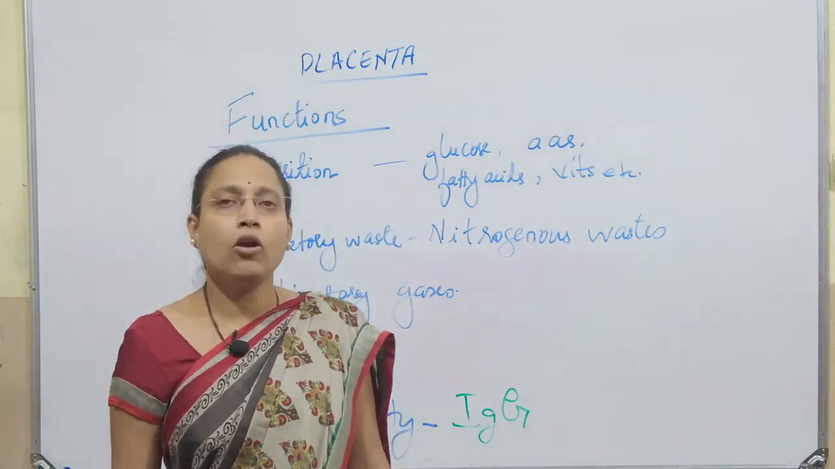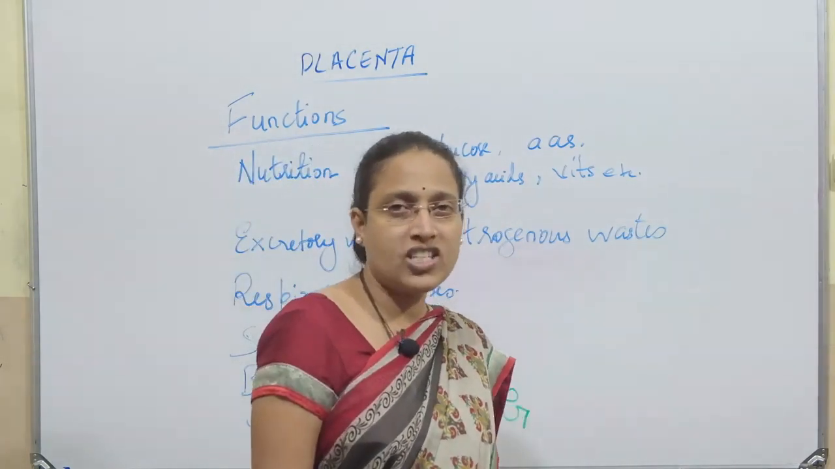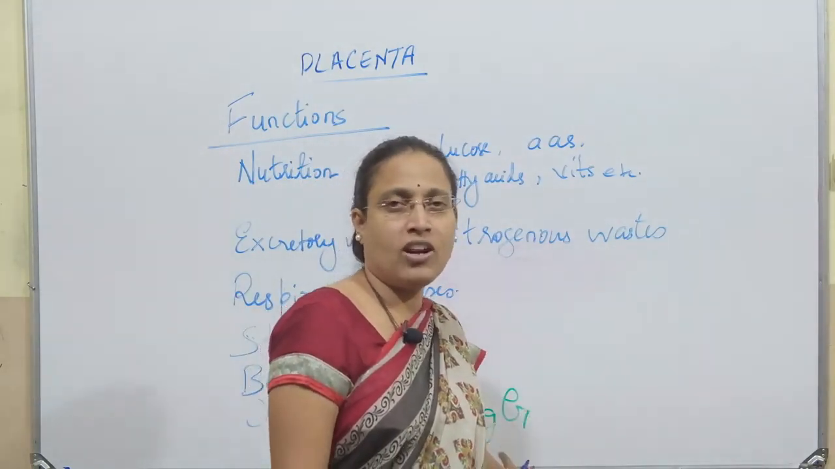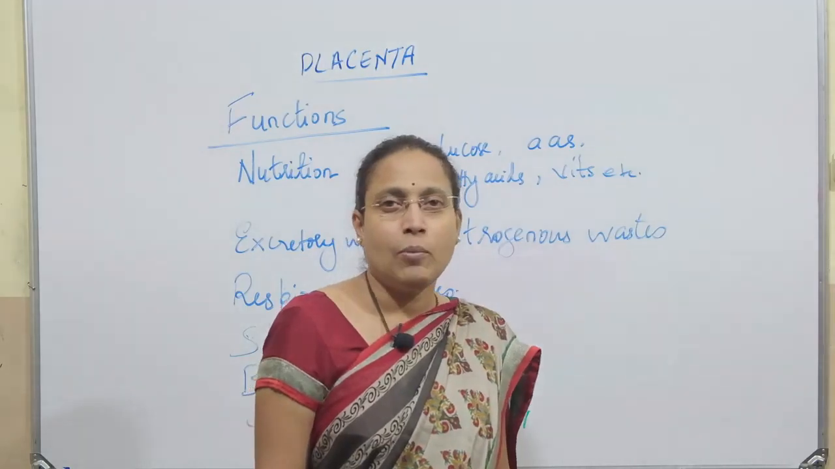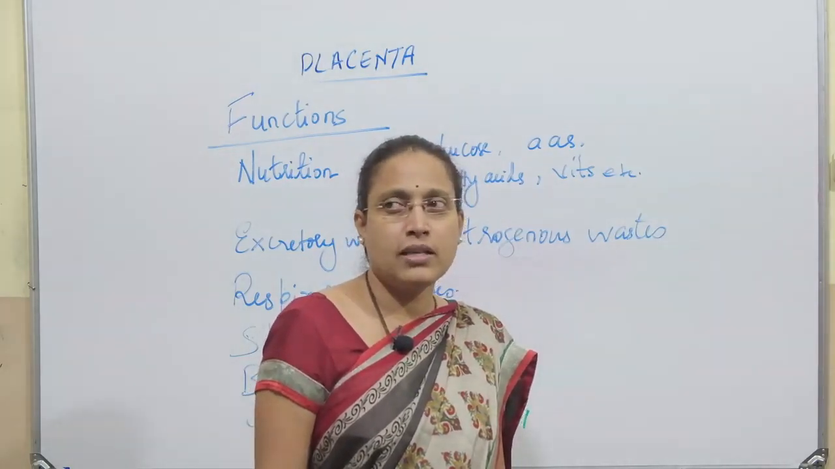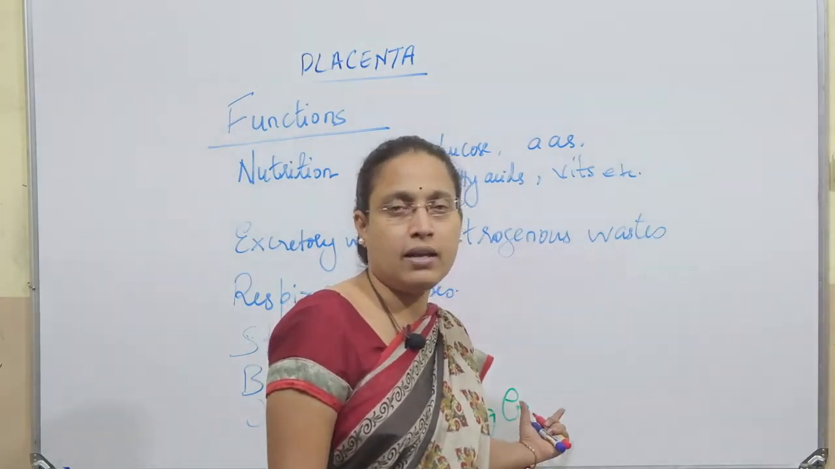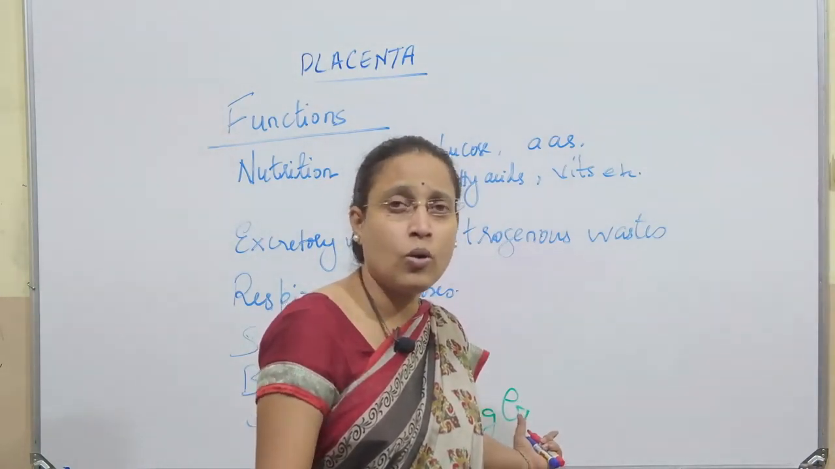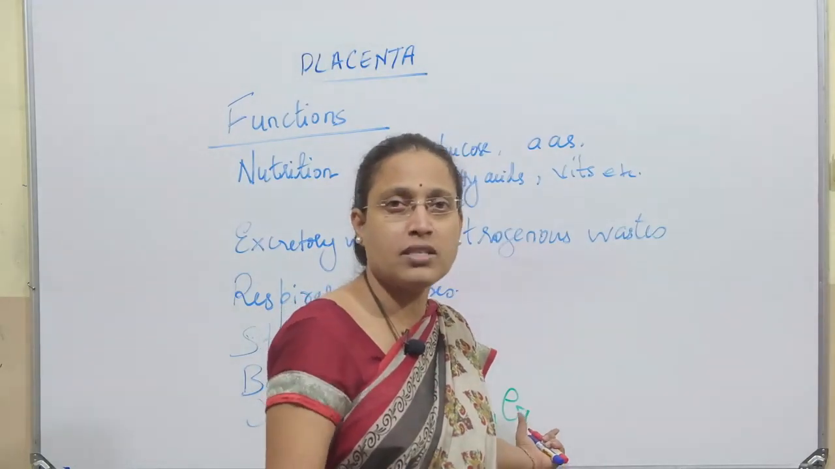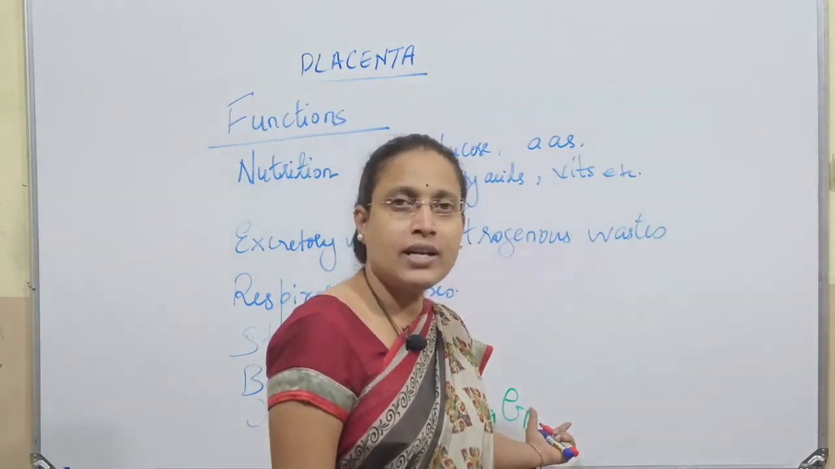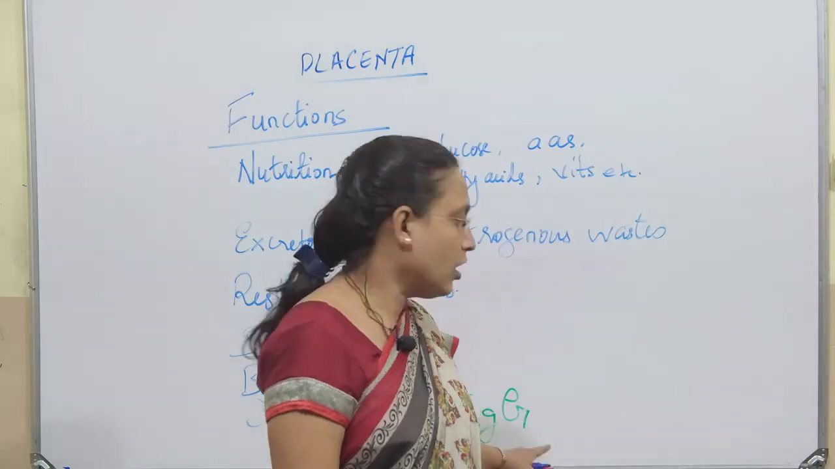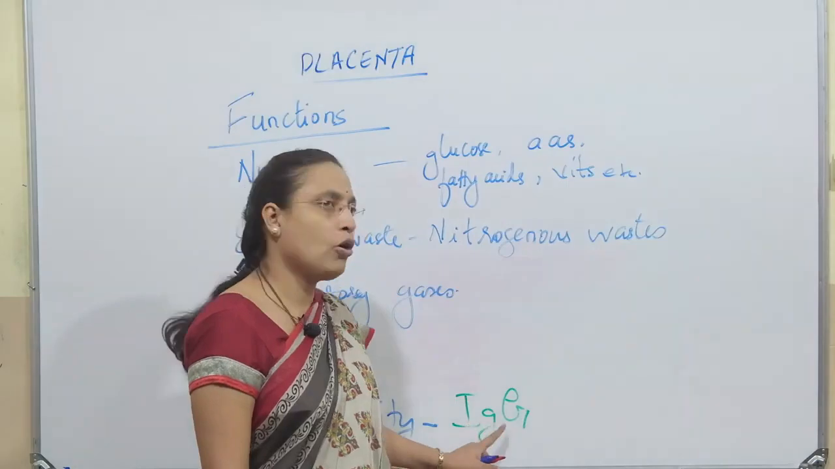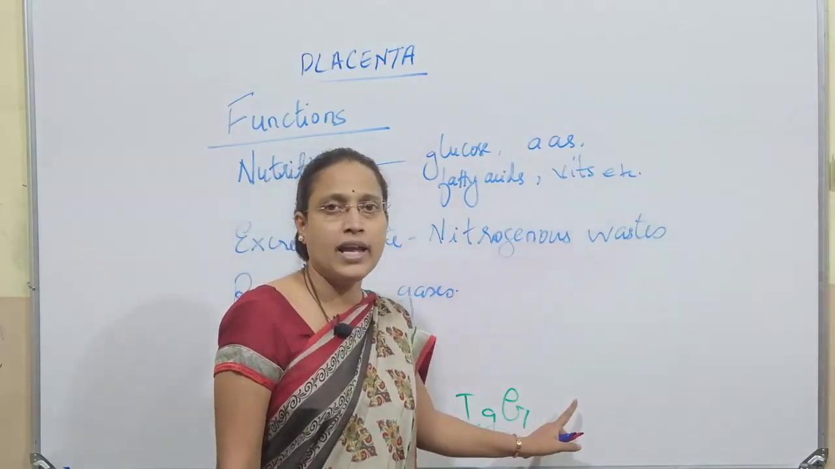An antibody called IgG, where Ig stands for immunoglobulin G. This immunoglobulin G, or IgG, is an actual molecule of immunity. It will confer or provide immunity to the fetus, because the fetus's own immune system is not yet developed. So it needs immunity from the mother through this molecule called IgG, which is immunoglobulin G or antibody G.